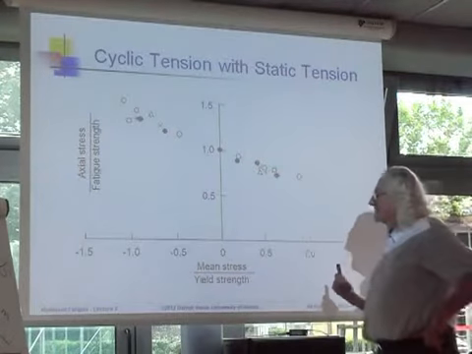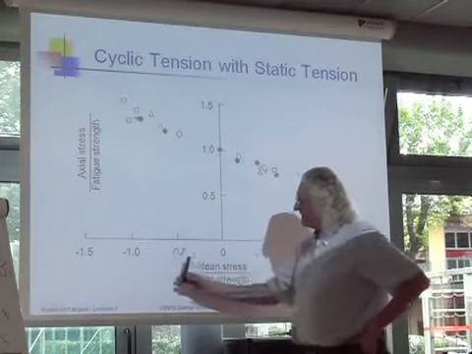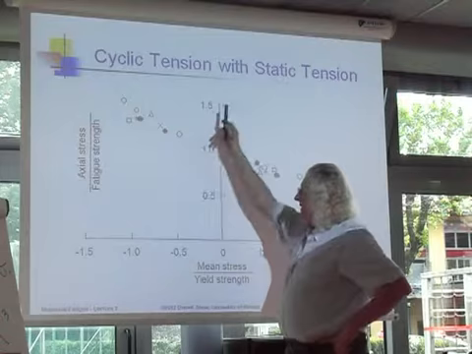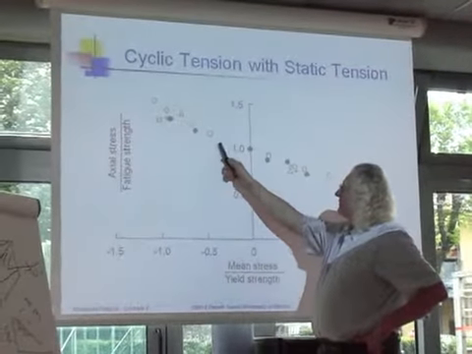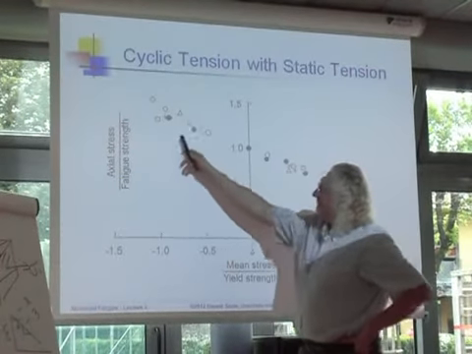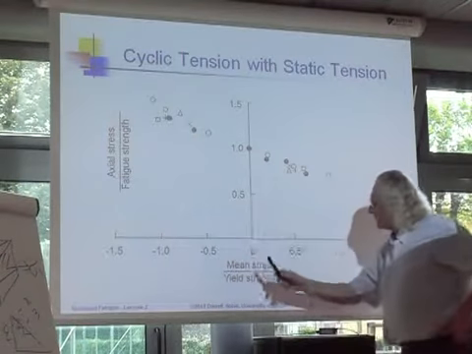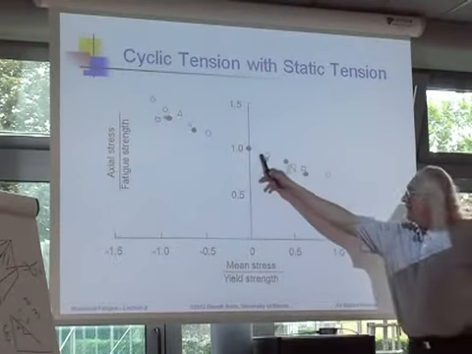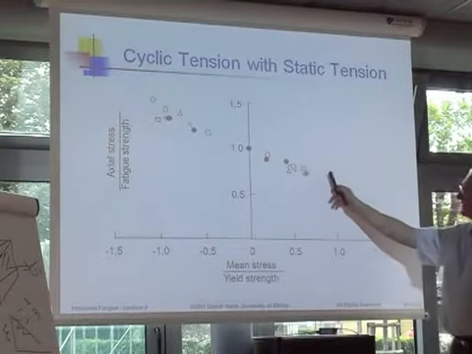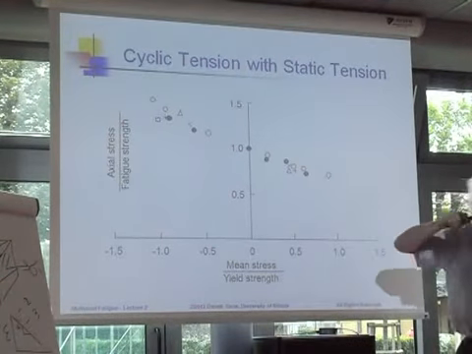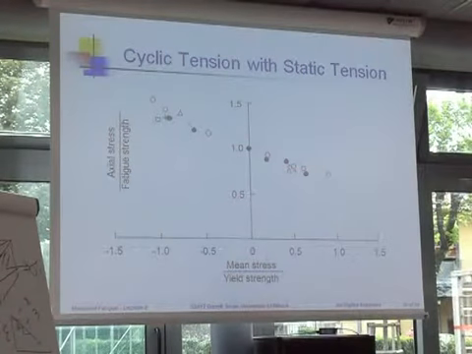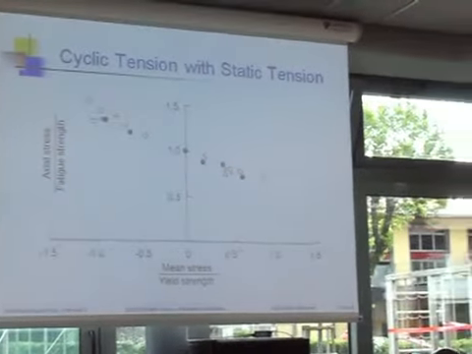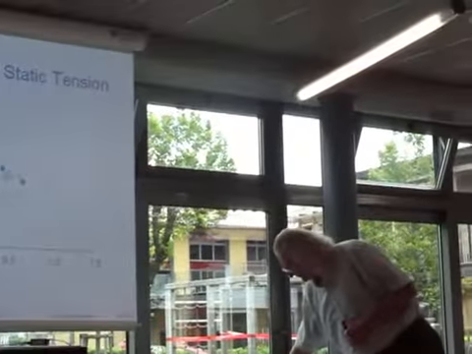And you have the expected behavior, that if you have a compressive mean stress, then either the fatigue life is increased or the allowable stress range is increased. And if you have a tension stress, then the allowable stress is either decreased or the life is decreased. Right? Well, how about the other case?